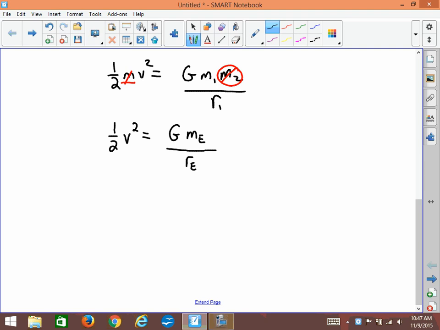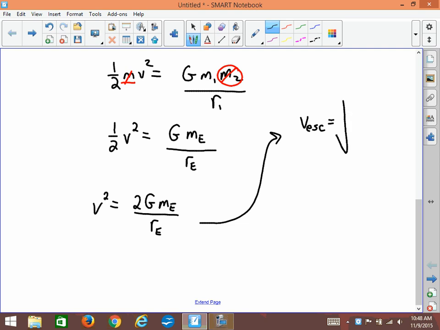If you multiply both sides by 2, you can get v squared equals 2G mass of Earth over radius of Earth. And if you take the square root of both sides, you get v, which is the escape velocity that we talked about, and it would be the square root of 2 capital G mass of Earth over radius of Earth. And that formula allows us to figure out the speed you would need to be launched at from Earth's surface in order to not come back down. You would escape out of Earth's gravity.